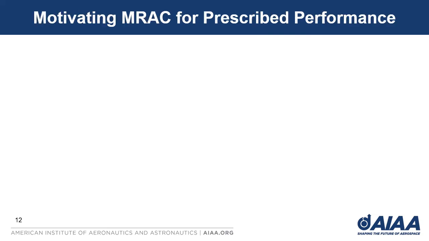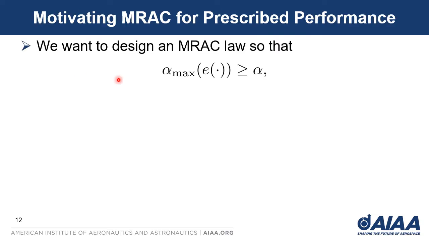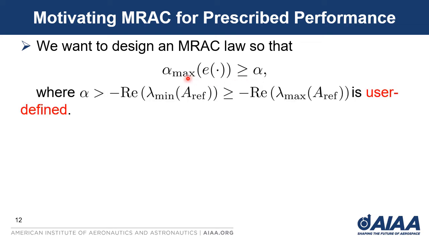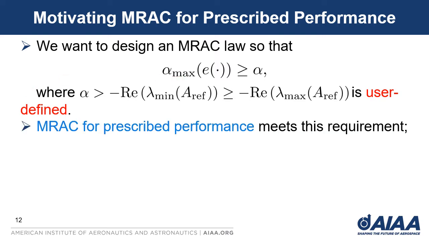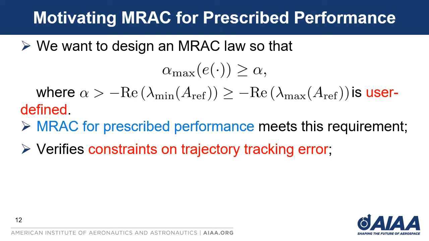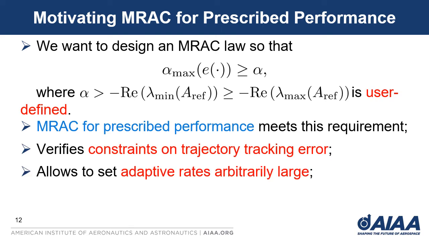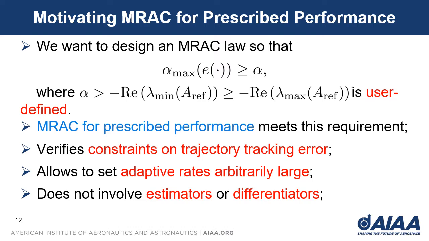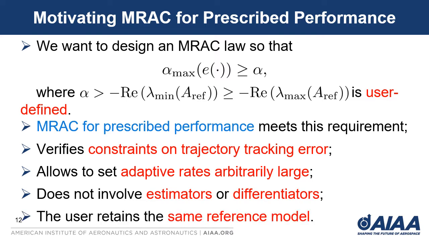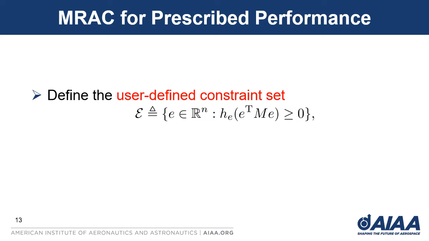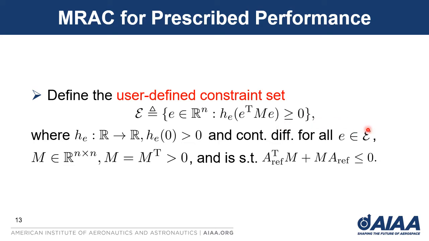We want to design an MRAC law so that the user can select a parameter alpha such that the rate of convergence of the trajectory tracking error is faster than the rate of convergence of the reference model. Model reference adaptive control for prescribed performance meets this requirement, verifies constraints, allows us to set arbitrarily large adaptive rates, doesn't involve estimators or differentiators, and the user can retain the same reference model. So in this framework, the user can define the constraint set E and the constraint function H sub E, which satisfies these properties.